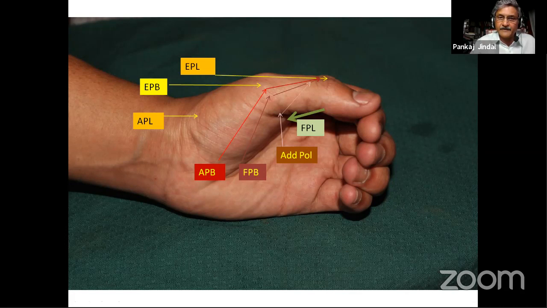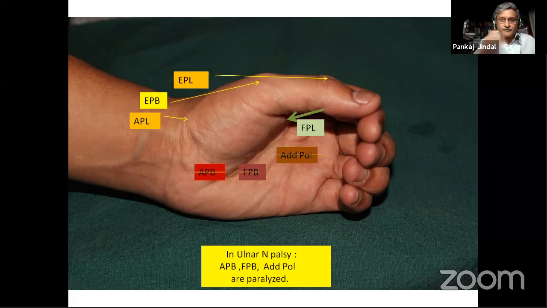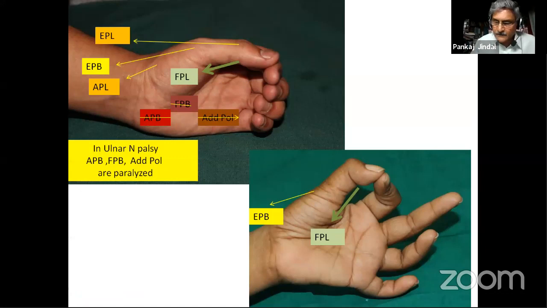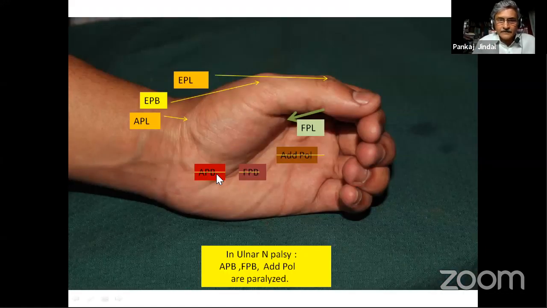And the big boss, the very active, thick tendon is flexor pollicis longus, which is coming on the IP joint here. The moment you have a patient with ulnar nerve palsy or ulnar median nerve palsy, the 3 muscles become inactive here.